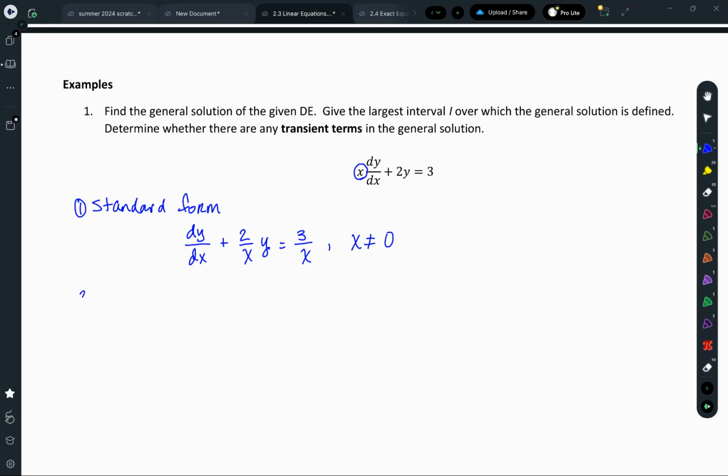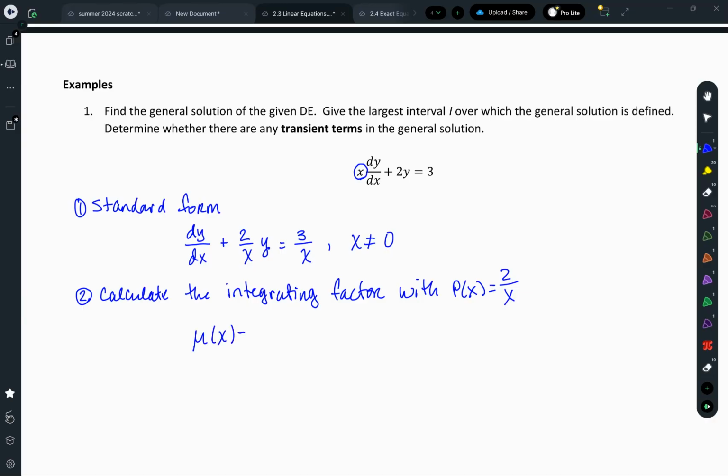The second step is to calculate the integrating factor. With p of x equals, and now I've got plus 2 over x, so that'll be my p of x. Okay, so the integrating factor is mu of x equals e raised to the integral of p of x, which is 2 over x dx.